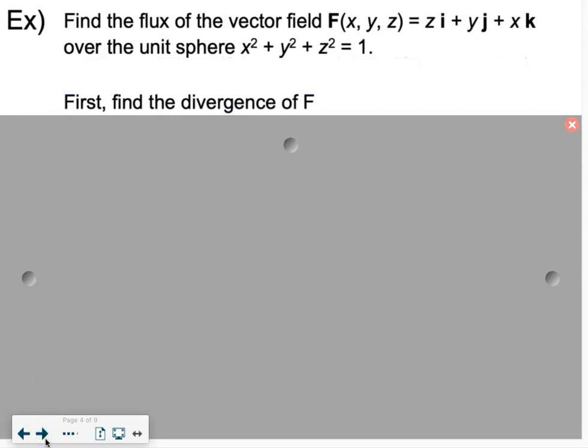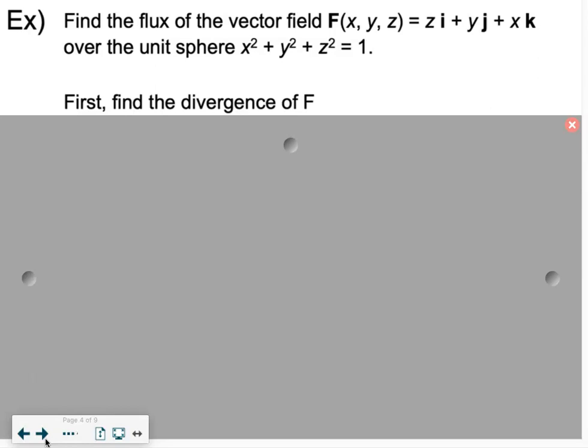Okay. All right, so find the flux of the vector field f of x, y, z equals z, comma, y, comma, x over the unit sphere x squared plus y squared plus z squared equals 1. So there's an easy way to do this, and there's a slightly harder way to do this. We're going to do this the slightly harder way, and then I will show you the easier way. All right. So first thing I want you to do is find the divergence of f. So take a moment and see if you can find the divergence.